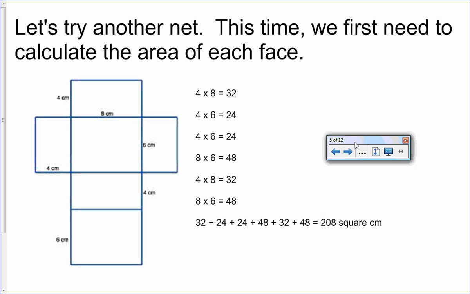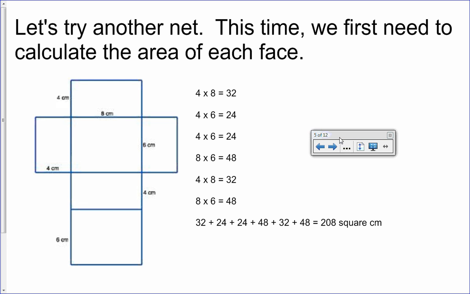Alright, here's another net. This time, we first need to calculate the area of each face. And I've already done this here. I went through each face, I looked at the length and the width. So I just went ahead and I calculated the area of each of the 6 faces, and then I added each area. And that gave me 208 square centimeters.